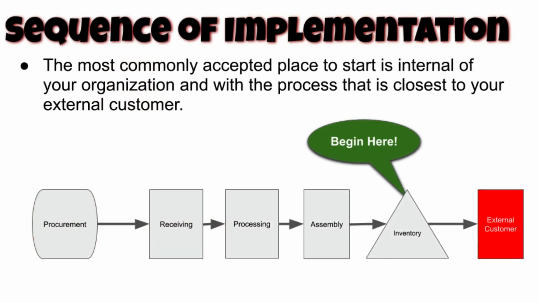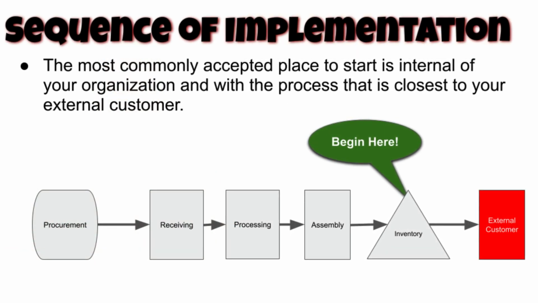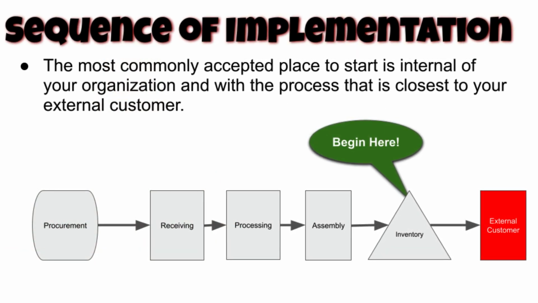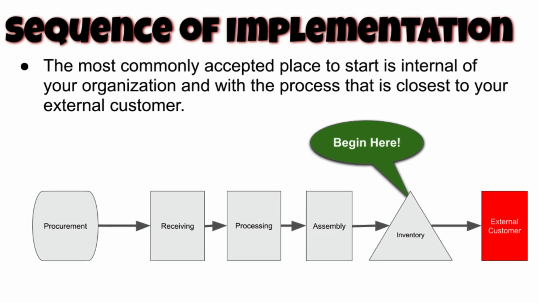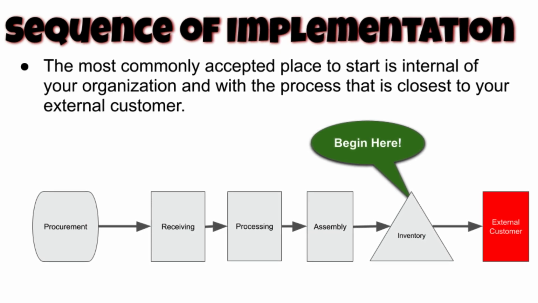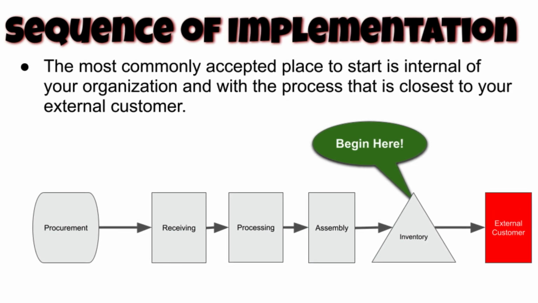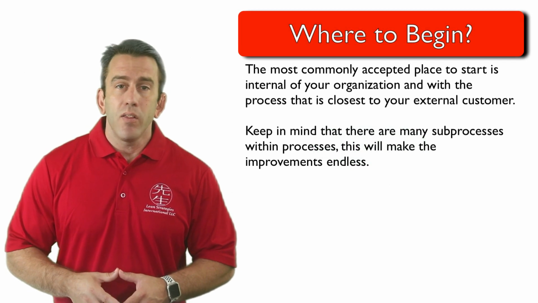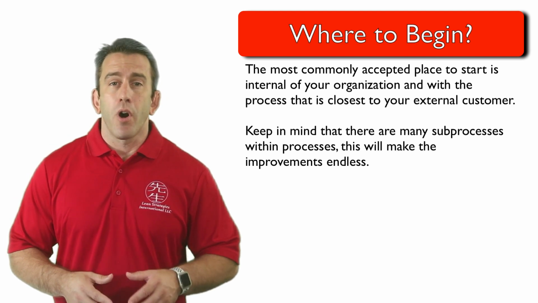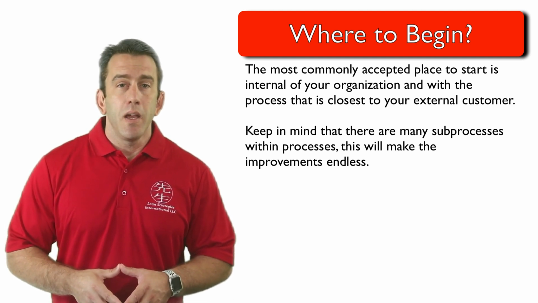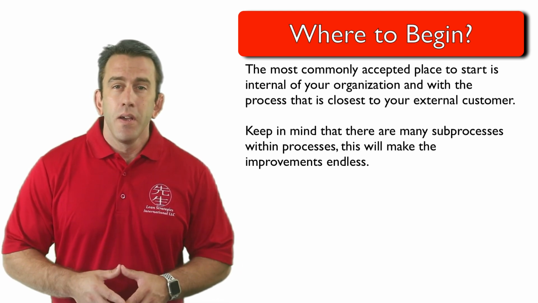For example, if you had a process that included procurement, receiving, processing, assembly, and inventory, you would likely want to start in the inventory section. Keep in mind that there are many sub-processes within processes. This will make the improvements endless.